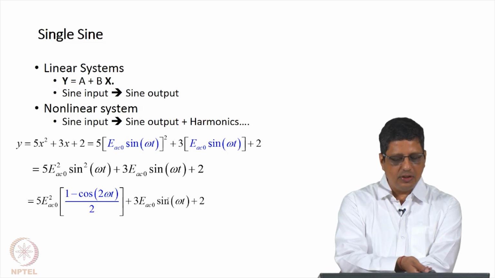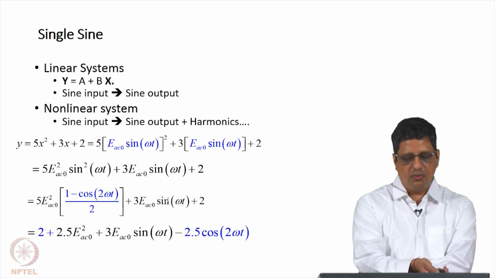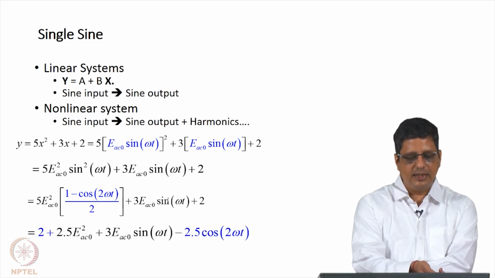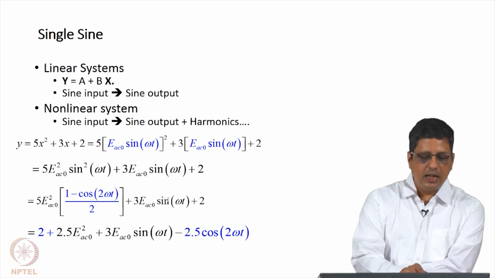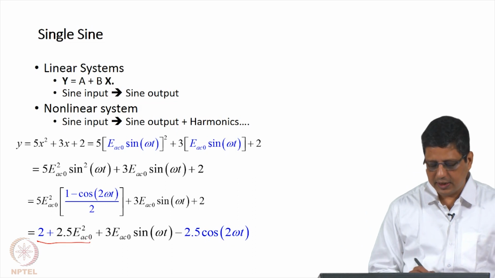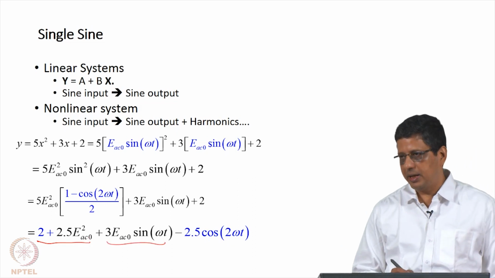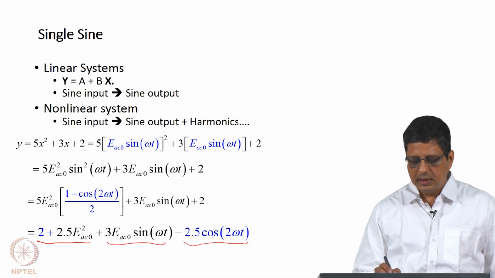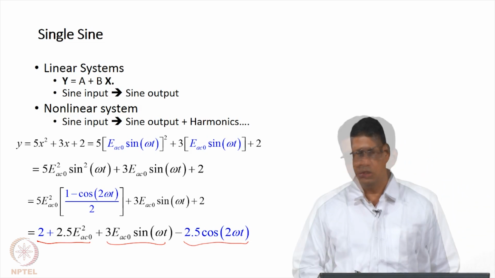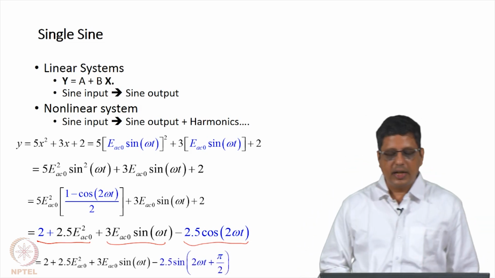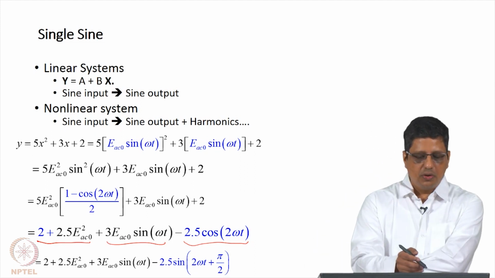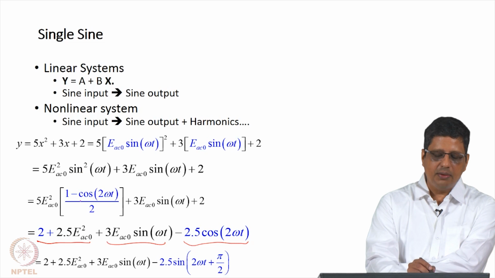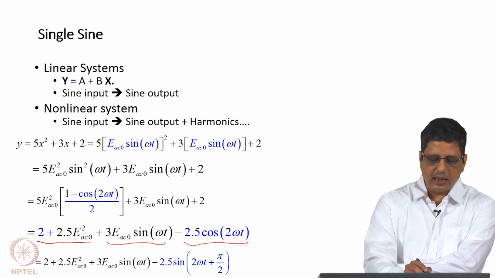So, if you write like this, you can rearrange it, you can get 1 by 2, 5 by 2 is 2.5 E_AC square. So, the first part is the DC offset, first part here meaning this part is the DC offset, this is the response at fundamental, this is the response at second harmonic. So, instead of writing it as cosine, I can also write it as sin 2 omega with a pi by 2 phase. So, notice here that the square term has given rise to a constant and 2 omega.